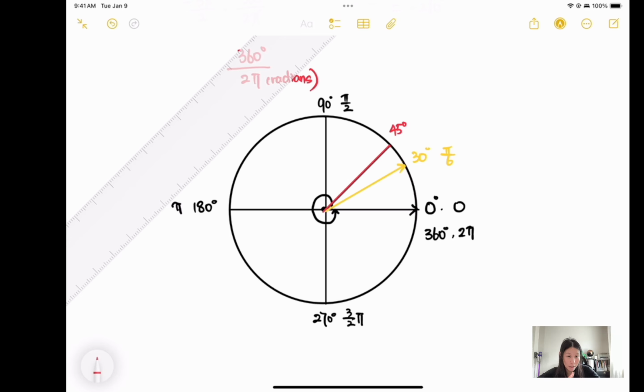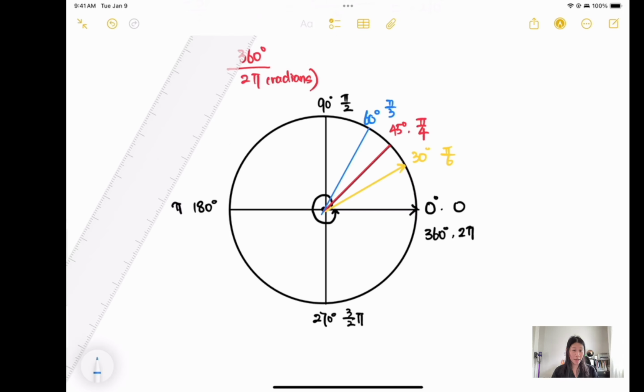And then 60 degree one, if it's 60 degree one, it should be pi over 3. So these are the ones that I want you to try your best to remember. If you don't, as long as you know how to do the conversion, you will still be good. But sometimes it will be faster to do the calculation if you know that.